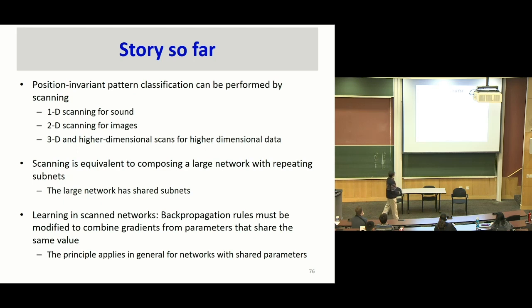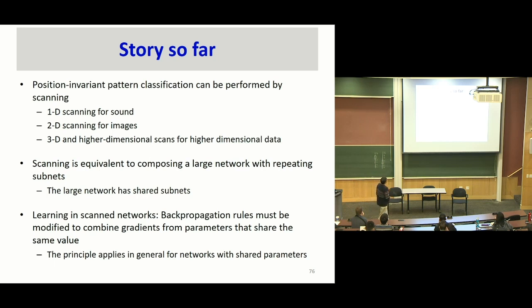Position invariant pattern classification can be performed by scanning. You have a 1D scan for sound, a 2D scan for images, and you can actually do this in higher dimensions. There's nothing magical about 1 or 2D. These things could be 3-dimensional. You could be scanning in any which way, right?